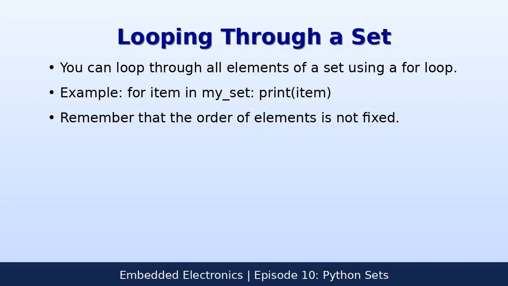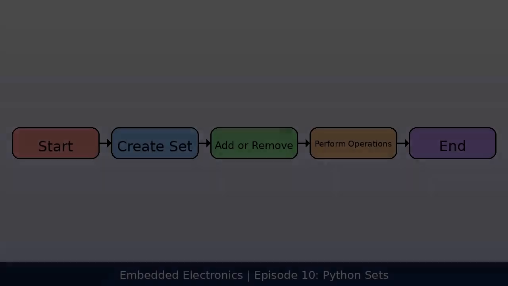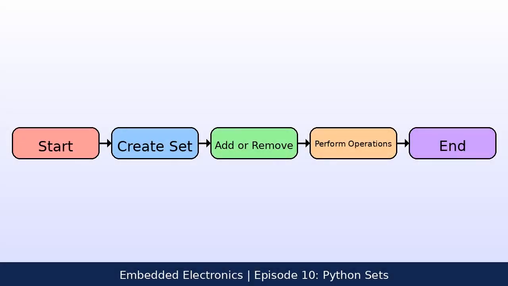You can loop through all items in a set using a for loop. But remember that the order of items is not guaranteed. This diagram shows how sets are created, modified, used for operations, and then the program ends.